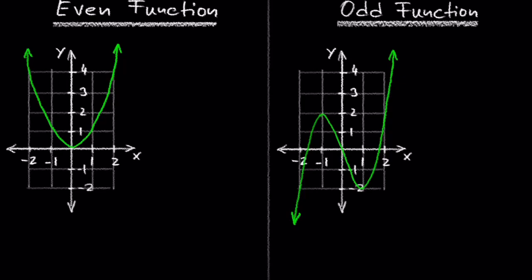Have you ever heard of even or odd functions? Let's start first with this even function, f of x equals x squared. An even function is symmetric about the y-axis, as we see here.